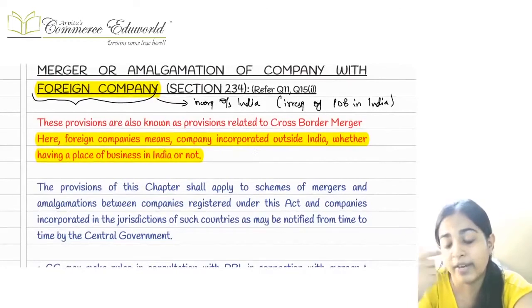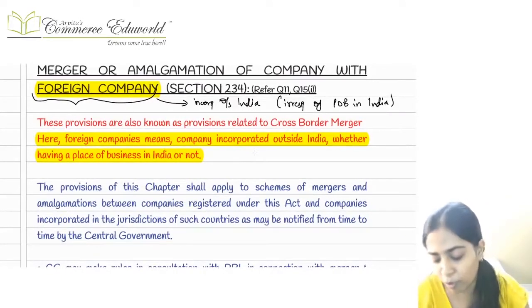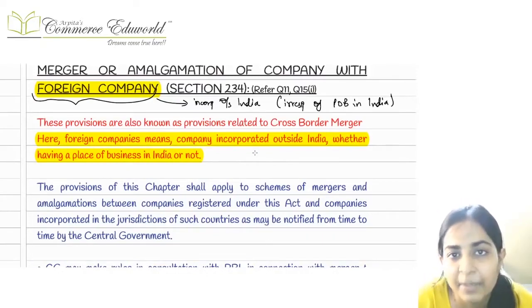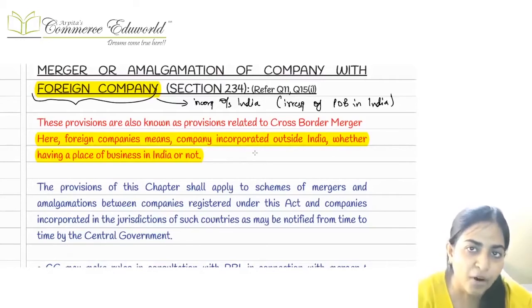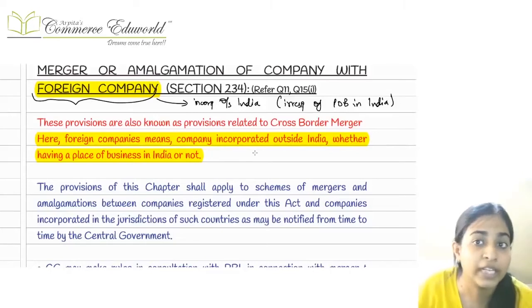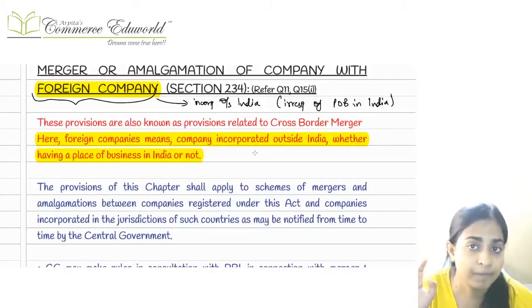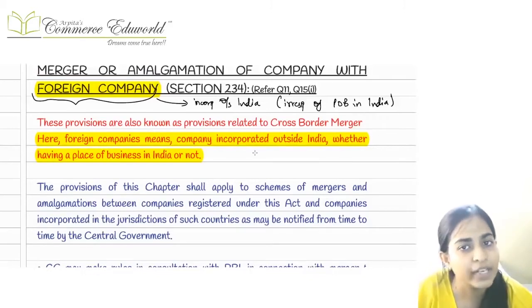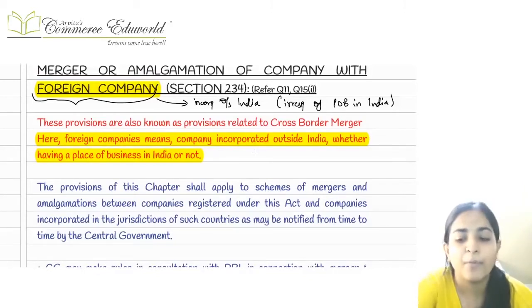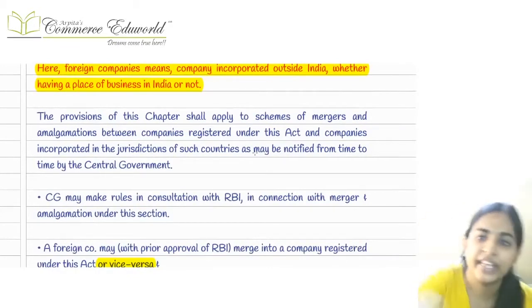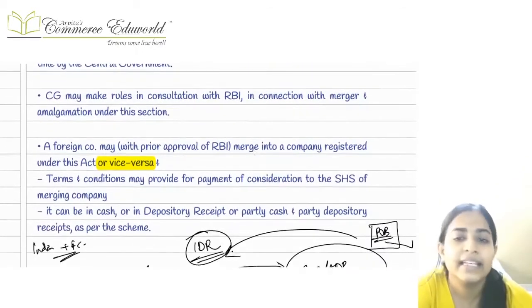Right, then going on to the next one, that is section number 234, which talks about merger and amalgamation with any foreign company. Okay, if an Indian company is getting merged, or if a foreign company is getting merged with an Indian company, here foreign company means any company which has been incorporated outside India, irrespective of its place of business. Okay, we don't have to see the definition which we had seen in the second chapter here. Okay, if our Indian company is getting merged with that, or if a foreign company is getting merged with an Indian company, then in that case three things are important here.